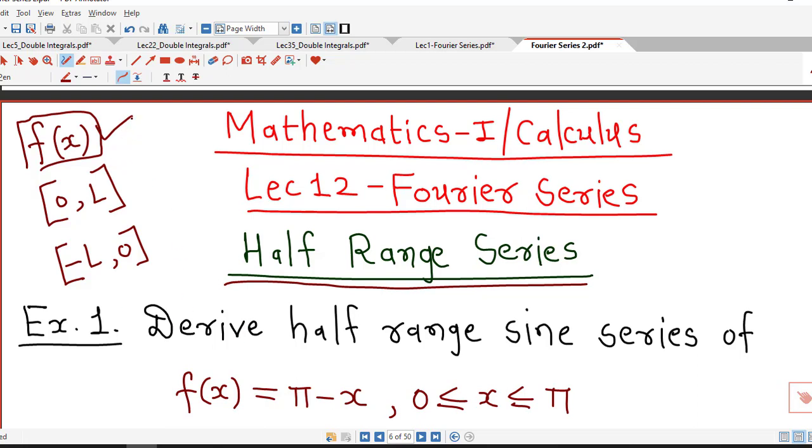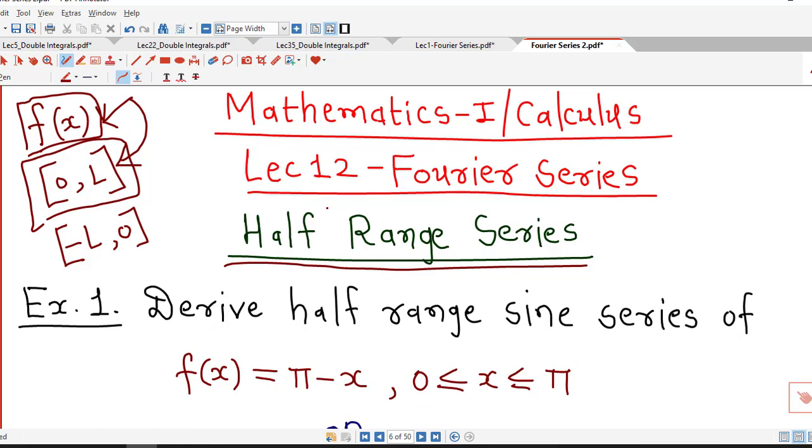So whenever we are given a function on this type of interval, then we can express our function f(x) as a Fourier sine series as well as a Fourier cosine series. So that will be given in the question, whether you have to represent your function as a Fourier sine series or Fourier cosine series. And formulas we will use are formulas for the Fourier series of even and odd functions, which we have discussed in previous lectures.